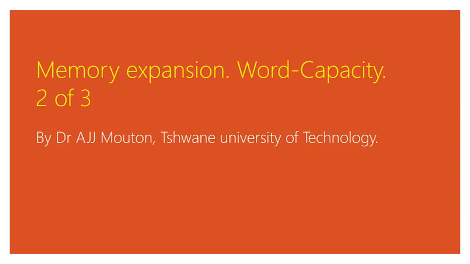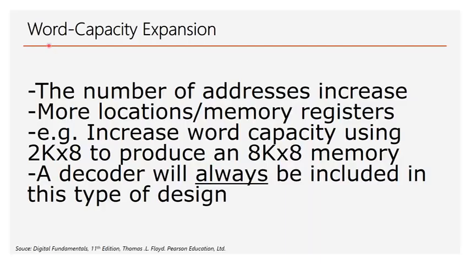This is then the second video of memory expansion, which will be the word capacity expansion. Now the second type of expansion is called a word capacity expansion. What this basically means is you want to have more registers where data can be placed in. So in other words, there will be more locations or more memory registers that will be involved in this case.